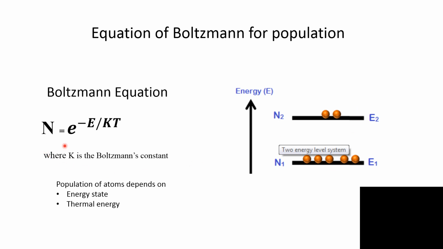And what does this Boltzmann equation tell us? If you look at this equation, you can see a clear exponential behavior between energy levels and population. And this equation tells us that the population of atoms depends completely on the energy levels and thermal energy. We will discuss this later on the next slide. Okay, so what is next?